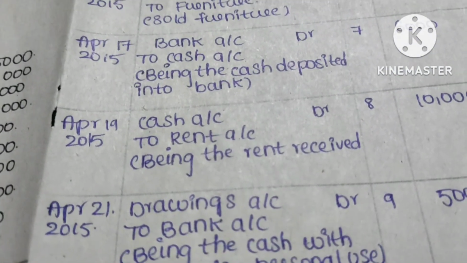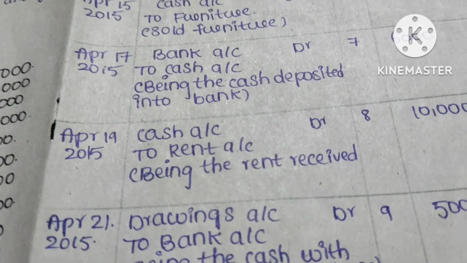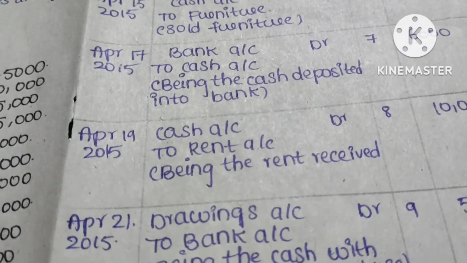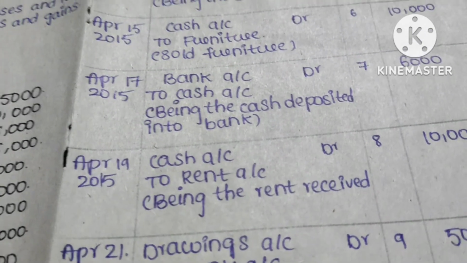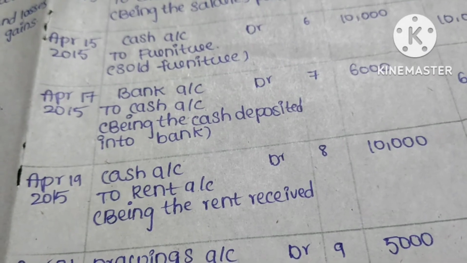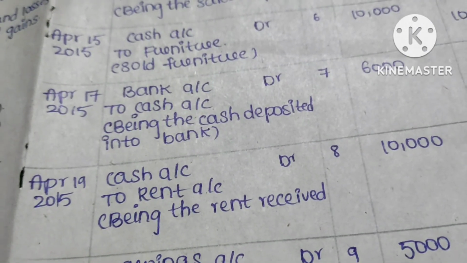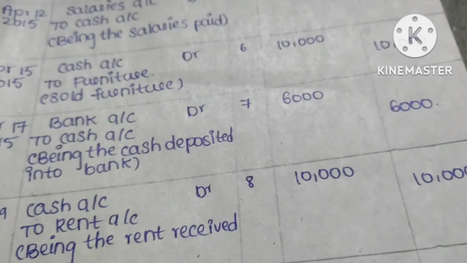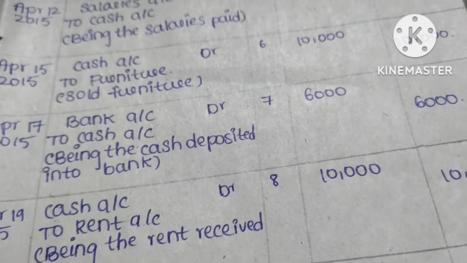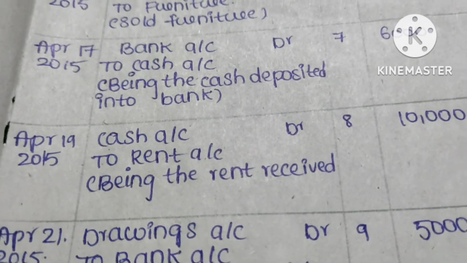As per the 8th entry, received rent. What we are receiving here is the rent amount. So we have to write the cash account. The cash account is debited and the rent account is credited. So cash account 10,000, rent account 10,000 as per debit and credit. The narration is: being the rent received.